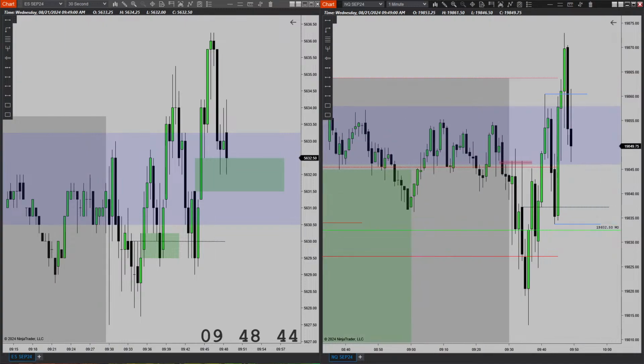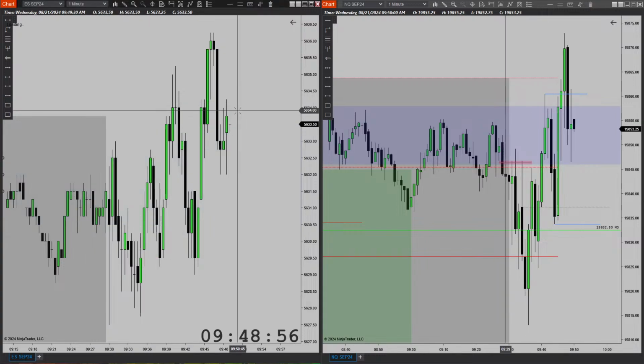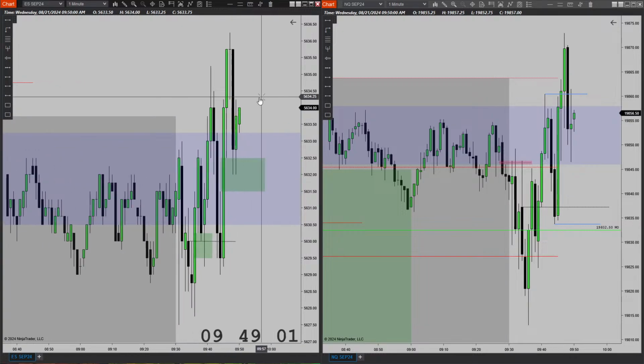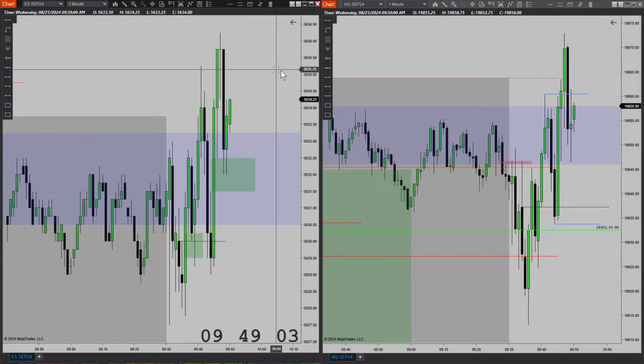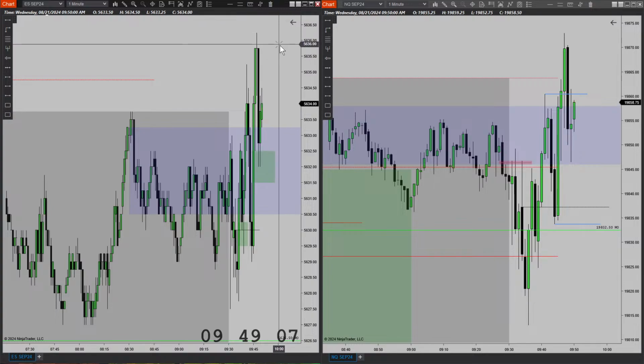Okay, beautiful. All right, so again, my stop is, oh no, we have one more here. Shoot, no, this is 30-second. All right, 1 minute. All right, so let's see how price does now. I want to see price just draw higher from here. I'm not looking for anything other than that.